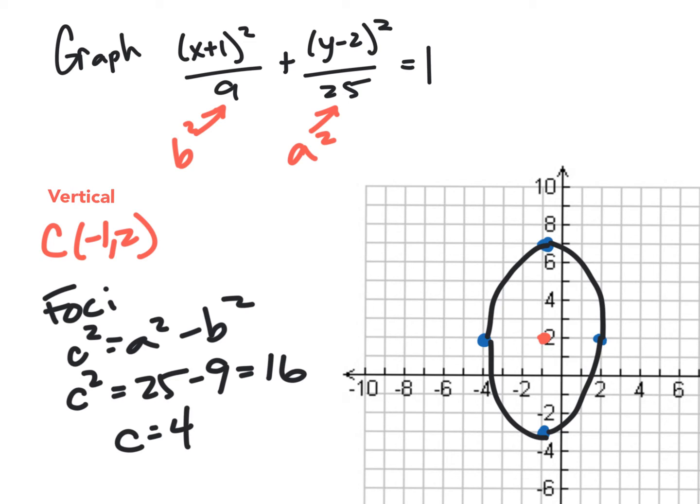So from the center, I'm going to count up and down 4. And that'll give me a focus in each of these spots right here at (-1, 6) and (-1, -2).